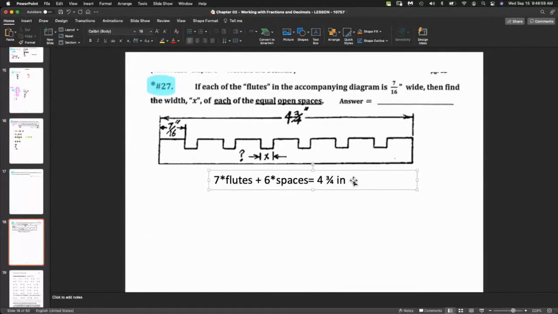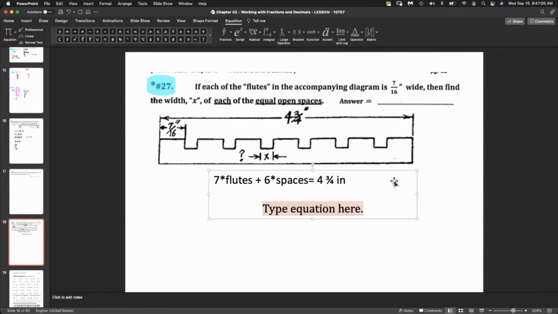So once you have a word equation, then you're good to go. Just toss in the numbers or the variables associated with each of those quantities. So 7 times 7/16 plus 6x, because x is the variable you're solving for, equals 4 3/4. So what you would do here is simplify and solve for x.